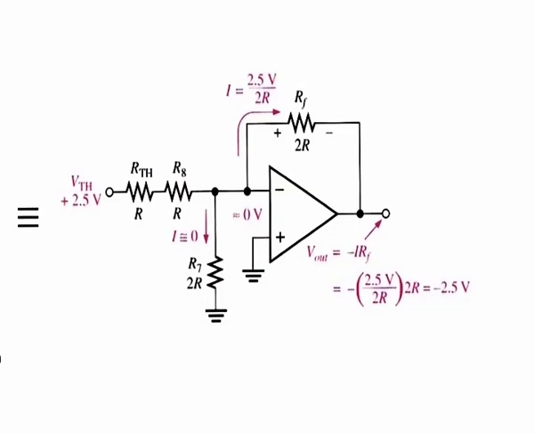Keep in mind that there is no current into the op amp inverting input and that there is no current through the equivalent resistance to ground because it has 0 volt across it due to the virtual ground.